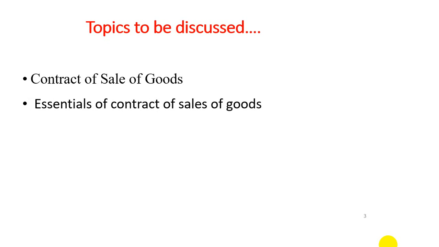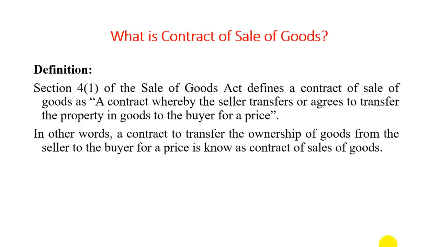Coming to the topics which are going to be explained in this lecture, we're going to talk about contract of sale of goods, and we're also going to discuss the essentials of contract of sale of goods. So let's first talk about contract of sale of goods. Contract of sale of goods is a type of contract which happens between two contracting parties, in which one party is the seller and the other party is the buyer. In this type of contract, the seller agrees and takes the responsibility to transfer the goods to the agreed place and to the agreed person. It means to whom the contract has been made.